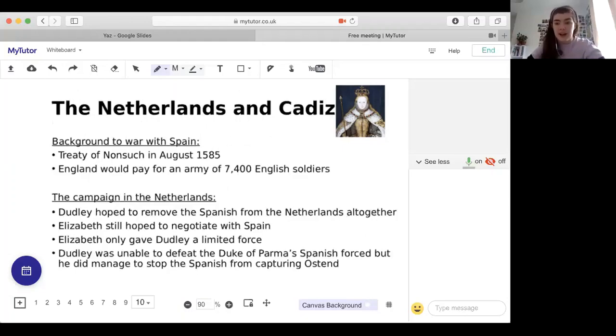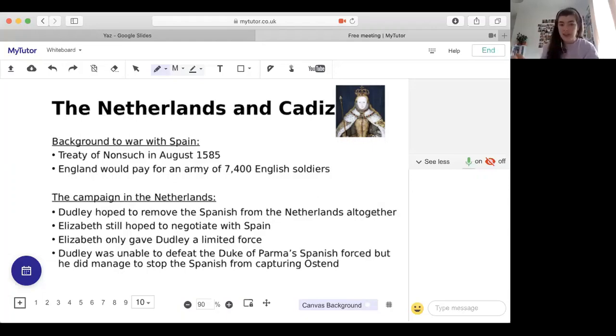So the Netherlands and Cadiz. By 1585, Elizabeth began to support Dutch rebels directly by sending troops to the Netherlands under Robert Dudley, who was the Earl of Leicester. Francis Drake continued to attack the Spanish shipping, and he also raided the Spanish fleet at Cadiz. So, background to the war with Spain. England signed the Treaty of Nonsuch in August 1585 with the Dutch Protestant rebels. They've just signed a treaty with the Dutch, someone who is actively at war against the Spanish. And by the terms of the treaty, England would pay for an army of 7,400 English soldiers led by an English commander, Robert Dudley, to help out with the Dutch revolt.